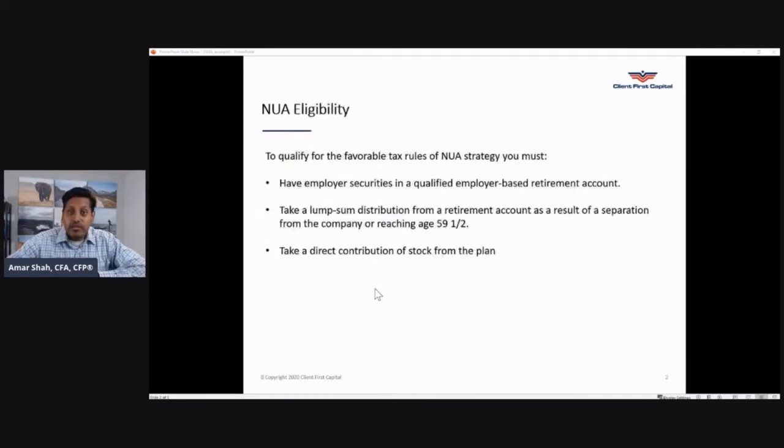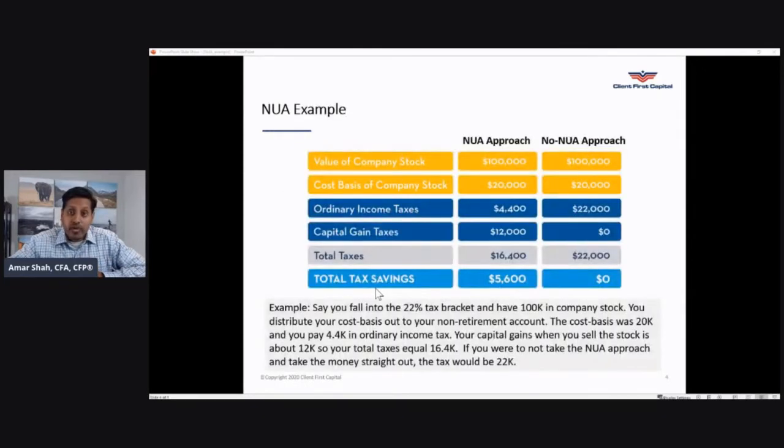There are some requirements when you're doing net unrealized appreciation. You have to have company stock. This is a big one. A lot of people, or some people I would say, own shares of a mutual fund that owns a company stock. The other thing you have to do is be 59 and a half or have separated from the company. If you meet these criteria, then it's a pretty good strategy for a number of reasons.